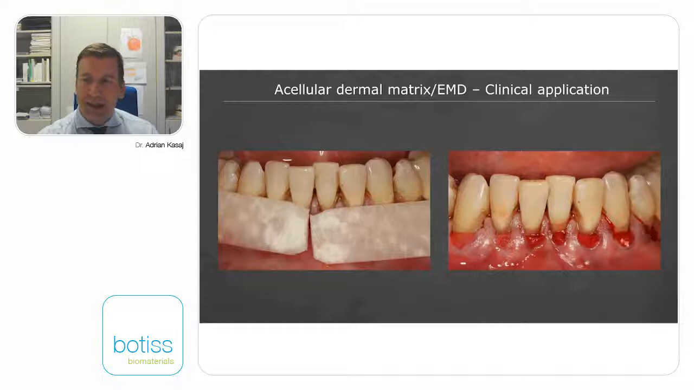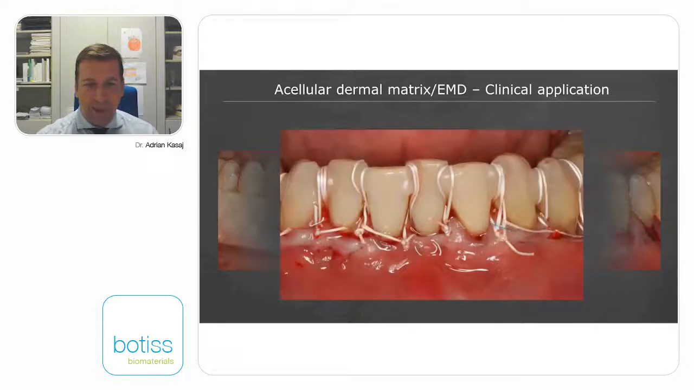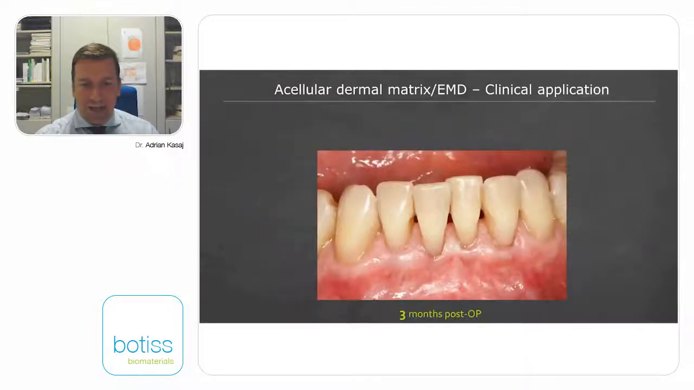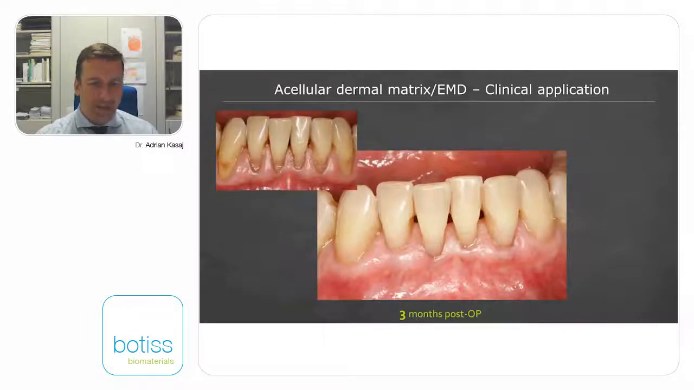You can see here the properly rehydrated mucoderm inserted into the tunnel. You might apply some Emdogain between the mucoderm and the inner side of the flap. You can see here the coronal advancement of the tunneled area. And here the outcome clinically 3 months post-operative in comparison to the baseline situation.